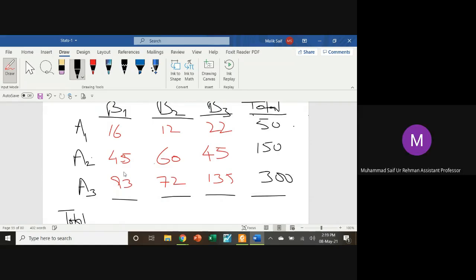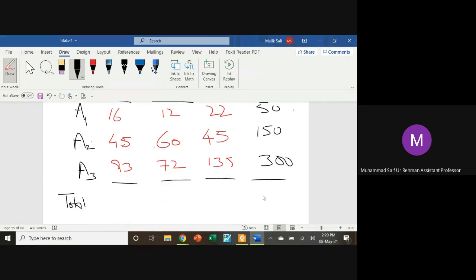Now you are required to add the events that are written in columns. So 16 plus 45 plus 93. See what is the answer. 154. Yes, sir. Fine. Next. 144. Next. 202. Okay, so now the answer should be 500.